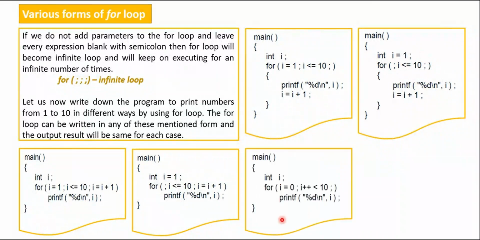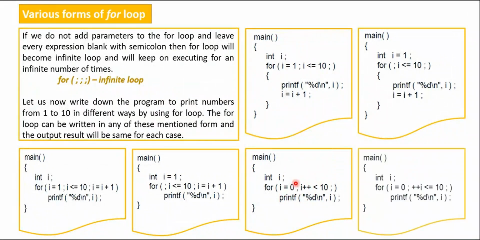In this form of for loop, you will see the comparison as well as the incrementation is done through a single statement, like i++ < 10. Since the plus plus operator comes after i, firstly the comparison is done, followed by the incrementation. Note that it is necessary to initialize i to 0.